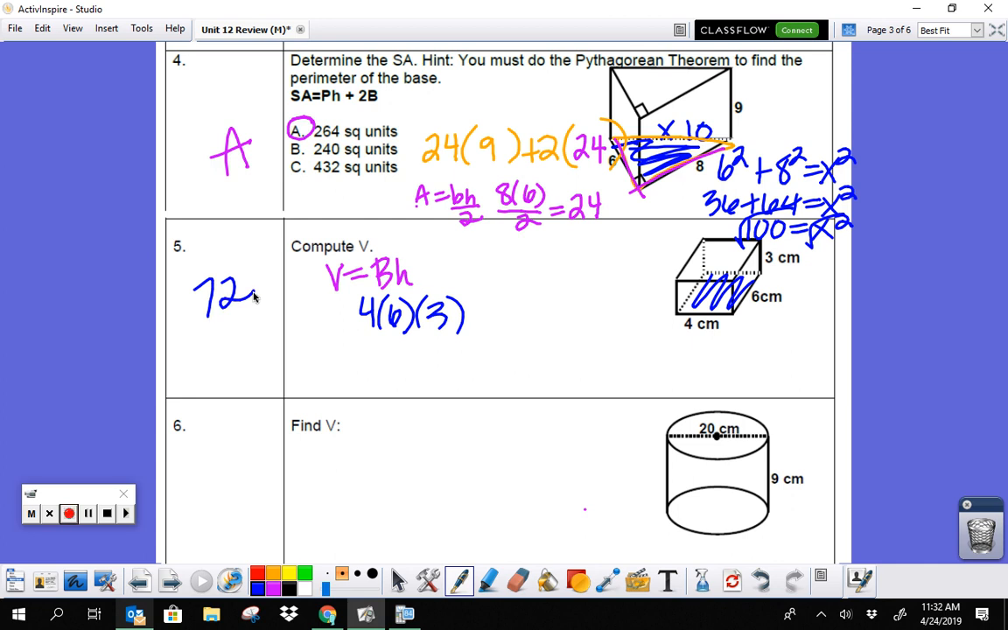Number 6, find the volume. So first you have to recognize this as a cylinder. So volume of a cylinder is BH over 3. Actually it says pi r squared H over 3. Okay, so I'm going to plug in everything here. So pi, r here, the diameter is 20, which means the radius is going to be 10. So it's 10 squared, and then the height of the cylinder is 9, and then over 3.